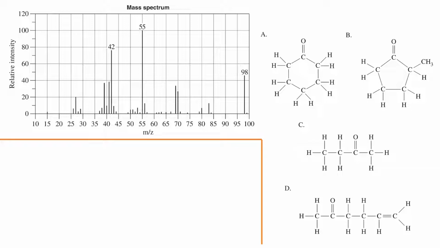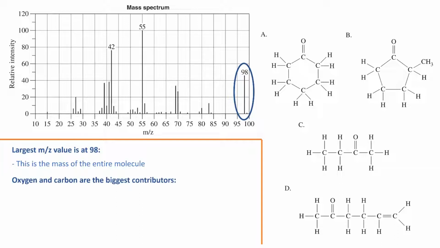The most valuable piece of information in a mass spectrum is usually the very last peak visible. In this case, the mass to charge ratio is 98. This effectively gives us the mass of the entire molecule and tells us we have a molecule of mass 98 atomic mass units. As we can see from the options A through D, we are dealing with a molecule that only has carbon, hydrogen, and oxygen present. Oxygen and carbon are the biggest contributors, so let's start with those.